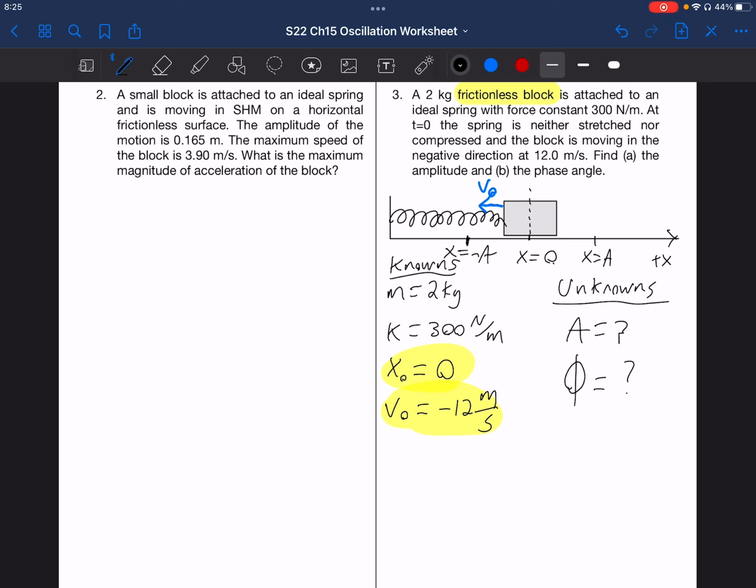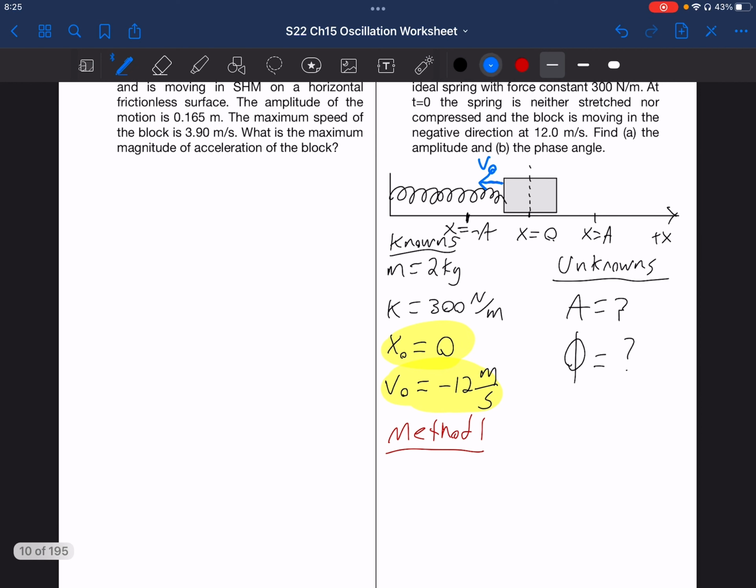So I'll call this kind of method 1 of solving the problem. With method 1, I'm going to start out by using energy conservation, which is saying E1 is equal to E2. Total energy of the system is constant. And we can use that to our advantage because one of our unknowns is our amplitude. And when I'm at my max amplitude, right, when I'm right here, something special happens.